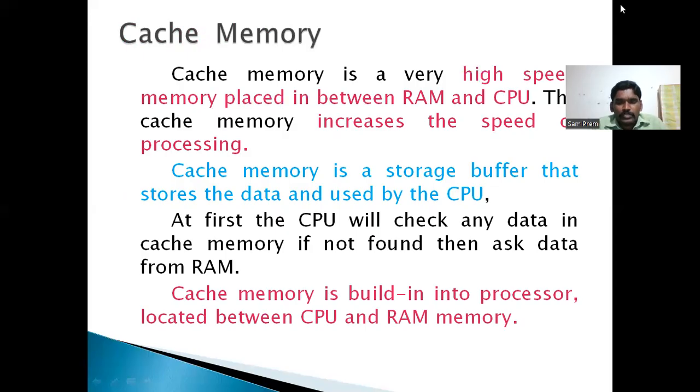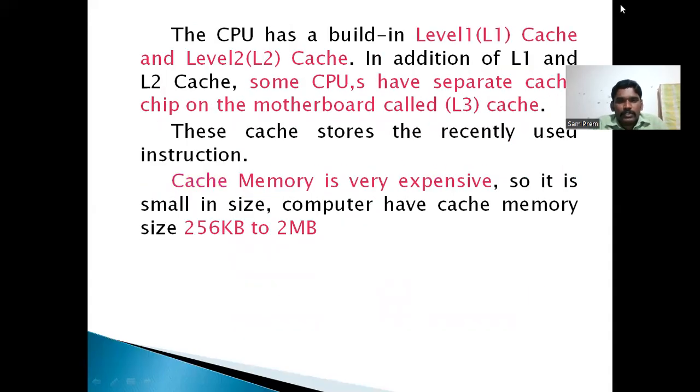Cache memory is a storage buffer that stores the data used by the CPU. It is built into a processor, located between the CPU and RAM. Cache memory also has three levels: level 1, level 2, and level 3. The data will be stored based on the level 1 cache memory and then level 2 cache memory. Some systems also have separate memory on the motherboard, like level 3 cache, that's L3 cache memory.